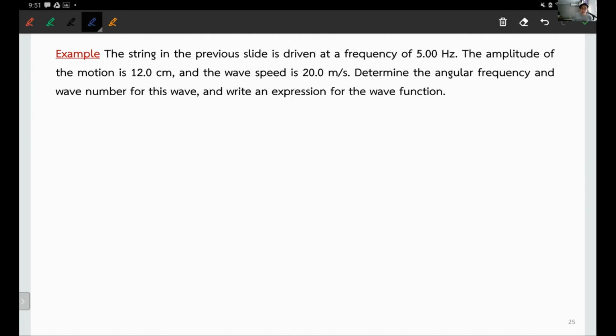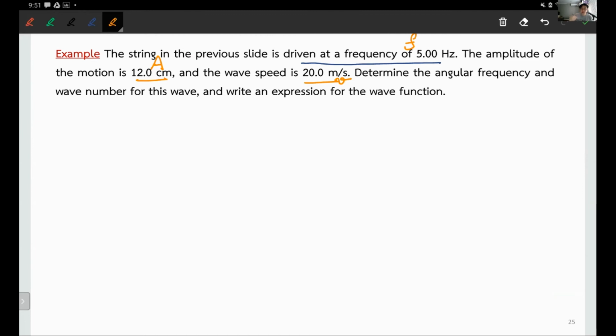Try this one, just throw information at you and draw an expression of the wave function. So you have a string driven by a frequency of 5 hertz. So that's nice. That's f. The amplitude is given. That's nice. That's A. And the speed of the wave, oh, that's good. That's v. Determine the angular frequency, the wave number, and the expression of the wave function.